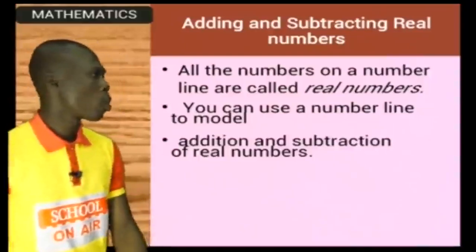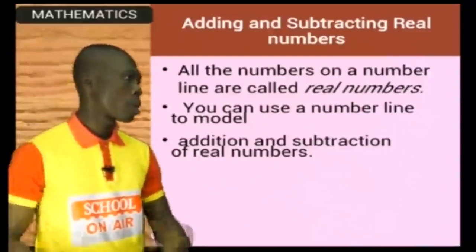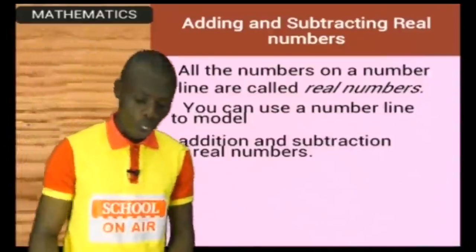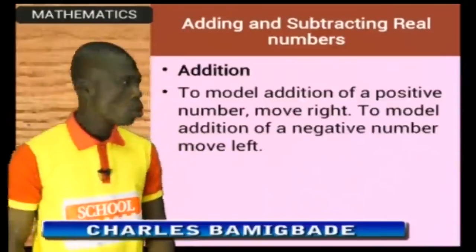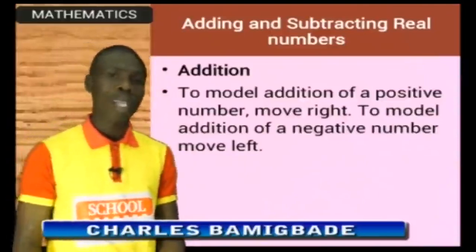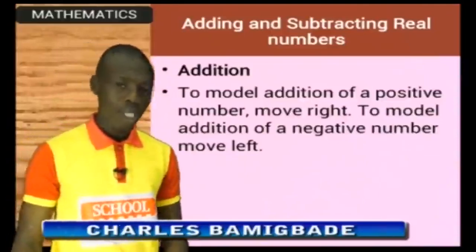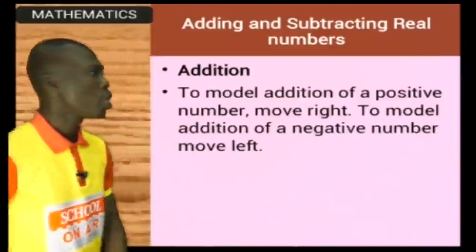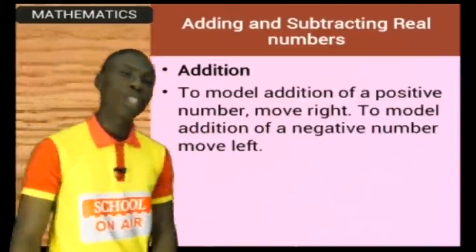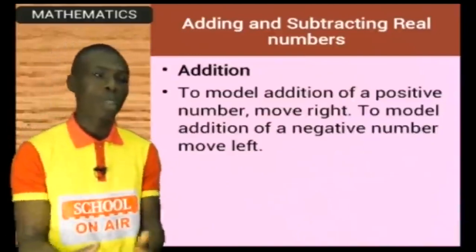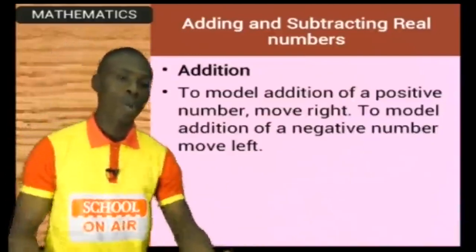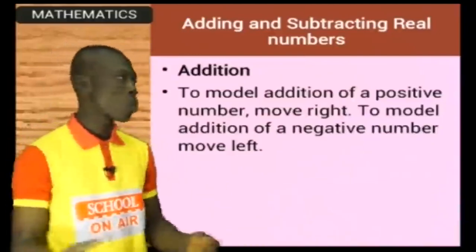And then, of course, we are going to talk about addition and subtraction of all these real numbers. So these are the things that we'll be having our hands on today. So first, we are going to start looking at addition. Now, to model addition of a positive number, you know what addition is? It's just about bringing two things together. Summation. 1 together with 2, adding together to give us 3. So that's what addition is all about.